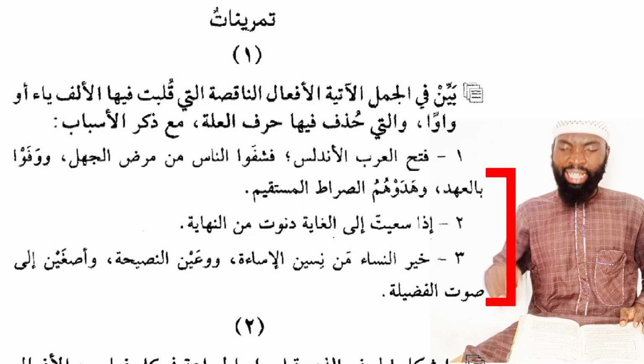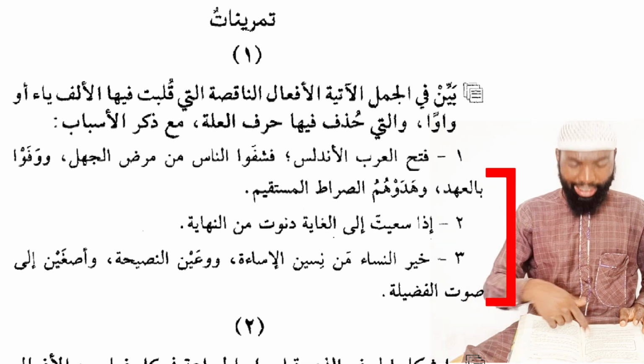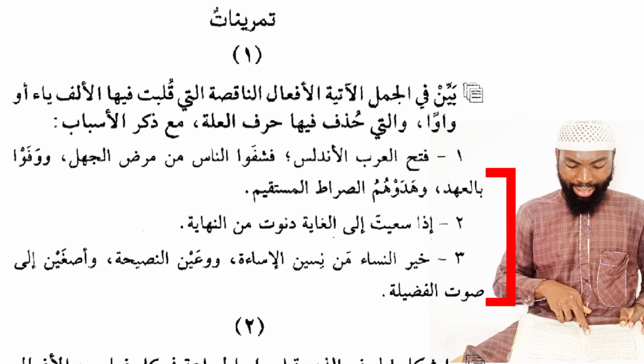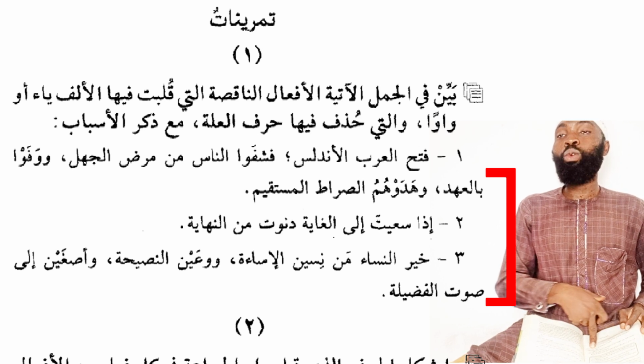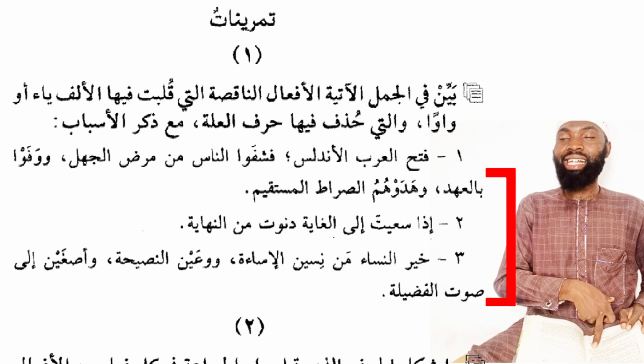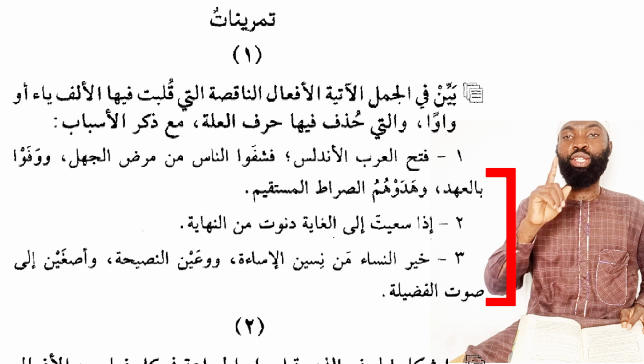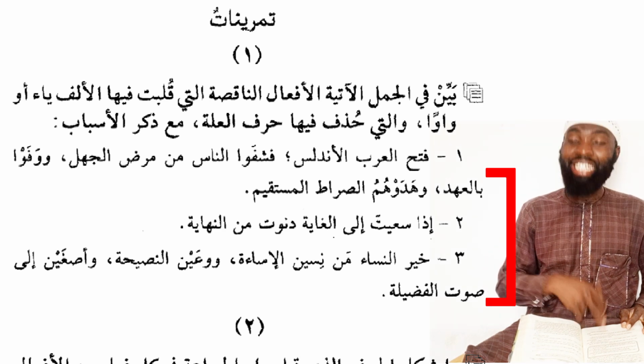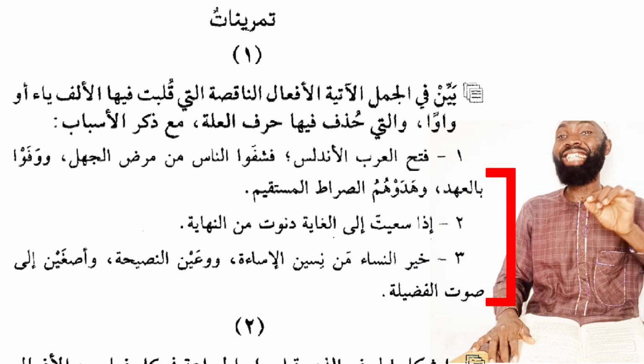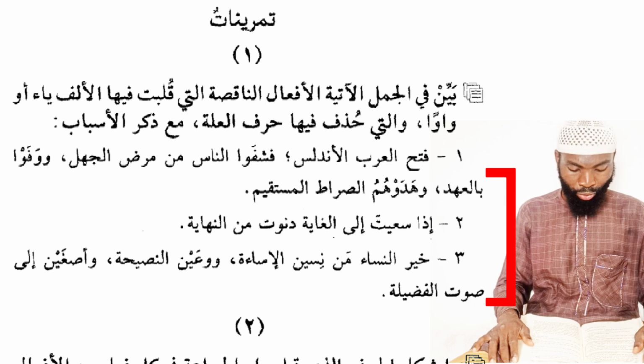Number 2, we have إذا سعيت إلى الغاية دنوت من النهاية. So سعيت, here the word is sa'a. The alif is returned back to its original here. Danautu, the same thing, the word is dana. The alif is returned back to wa.